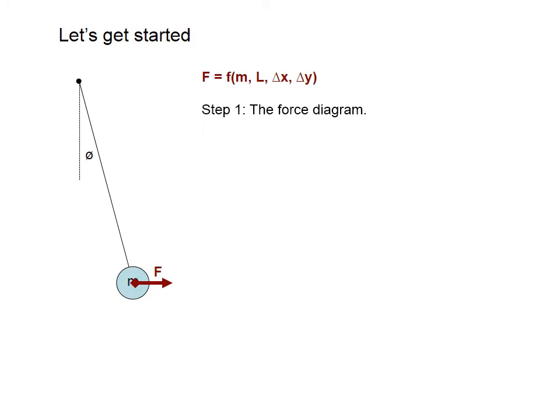Let's move our diagram off to the right, and step one, the force diagram. So let's draw in those forces. There's the gravitational force acting downward. The force in the horizontal direction is already shown. There's the tension force acting along the cord of the pendulum.